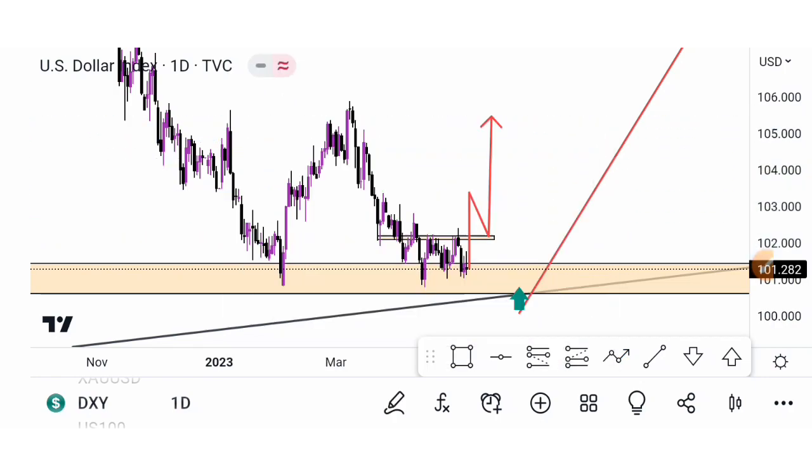But again, I don't trade the dollar index, I don't trade US 100, I don't trade US 30. I'm just making analysis on that. I only trade gold specifically, so these are just analysis for those of you who trade these pairs.